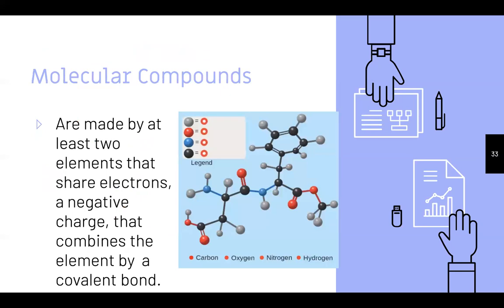So molecular compounds are made of at least 2 elements that share electrons, a negative charge that combines the element by a covalent bond. And to the right are those covalent bonds. You can see them getting combined together to form a molecular compound.